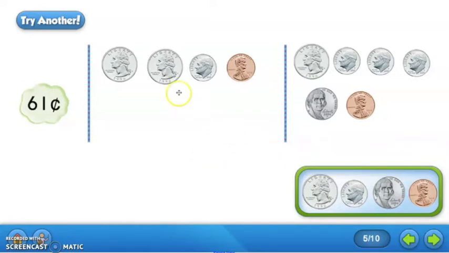All right, so again, 2 quarters, a dime, and a penny could equal 61 cents, but also 1 quarter, 3 dimes, a nickel, and a penny could also equal 61 cents. Okay.